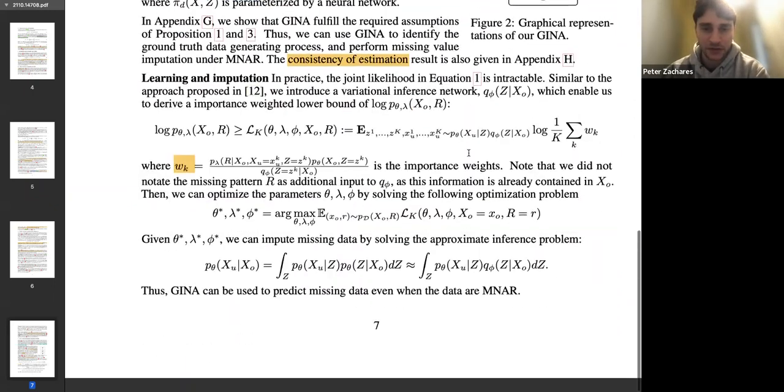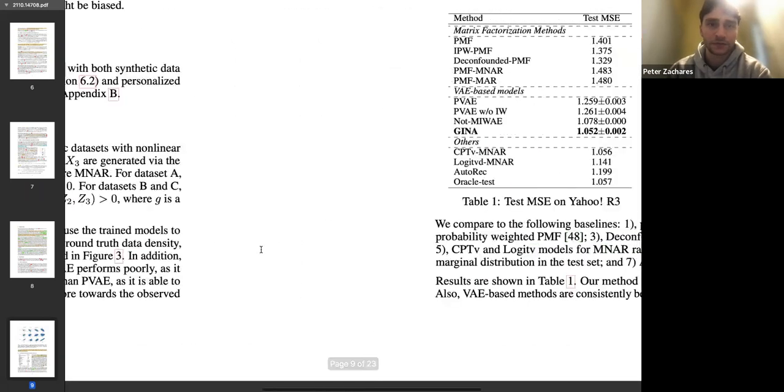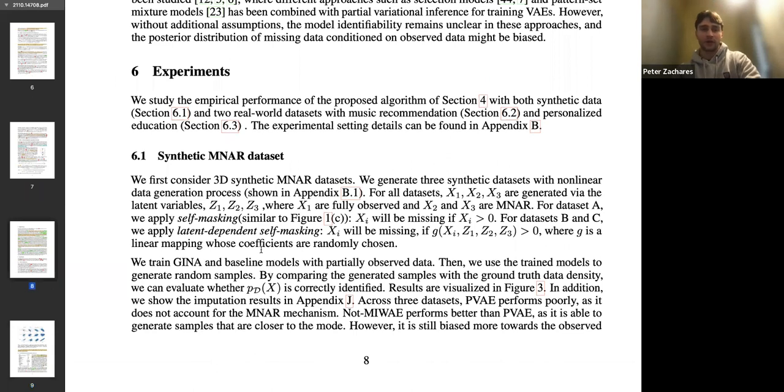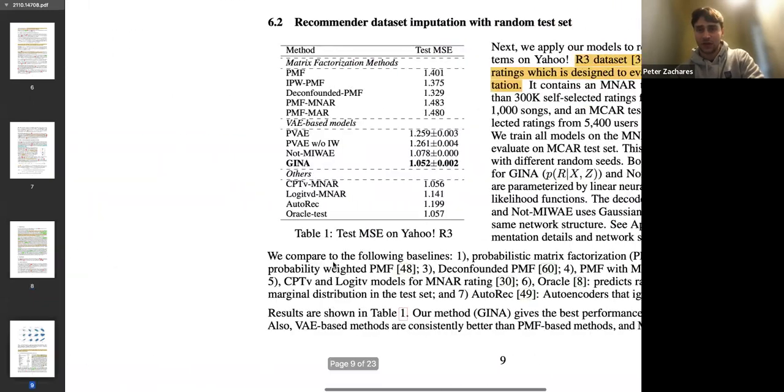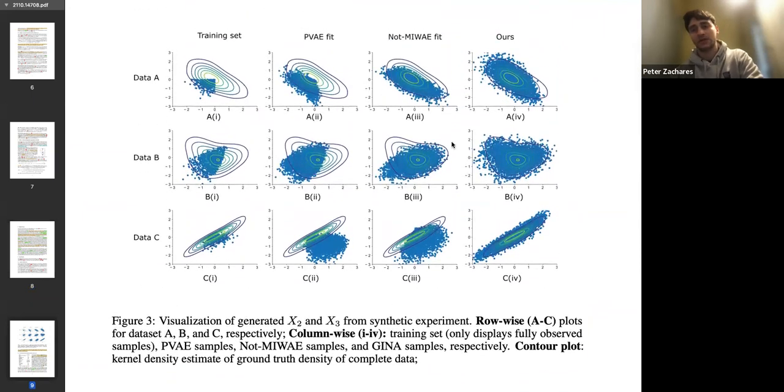Well, I'll go through the experiments and then I'll ask about that. They provide a way of calculating the likelihood of the observed information, and then to do imputation given their model. There are three experiments that they run. The first one is on a synthetic data set to show how well their model performs at imputation. They have these qualitative plots which show that their model is able to correctly generate samples in the part of the space which isn't observed.